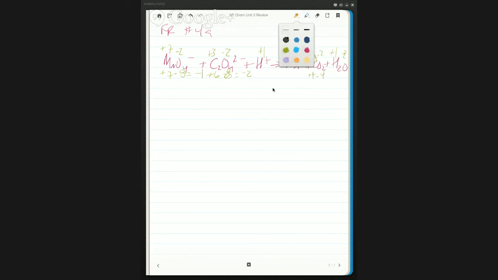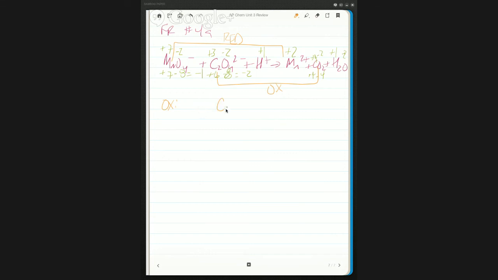Looking at this, if the manganese goes from +7 to +2, its number was reduced. It gained electrons to make it less positive. And the carbon went from a +3 to a +4, so it was oxidized. It lost an electron, lost a negative, which made it more positive. So then I have my half reactions. I like to do oxidation first, because that's the way I am.